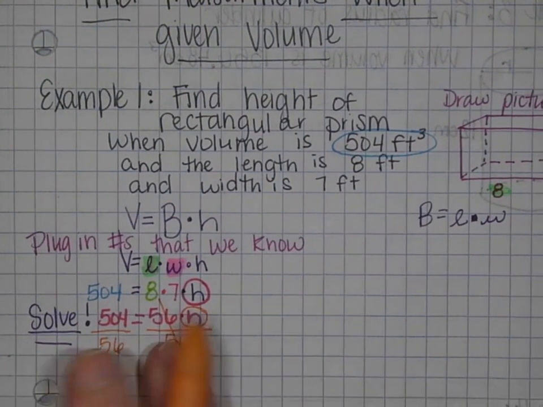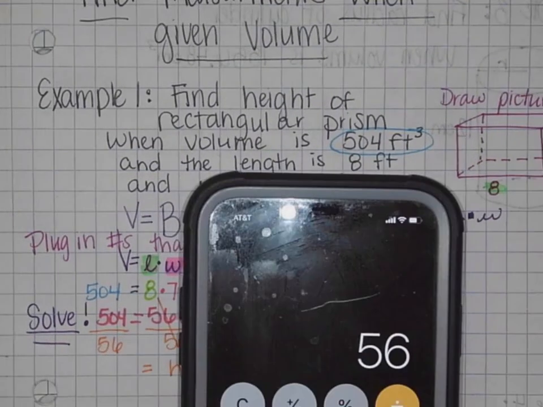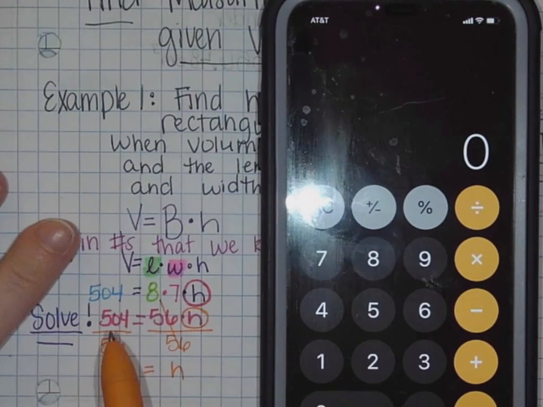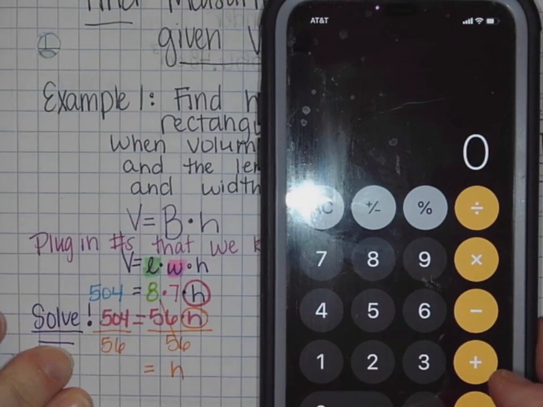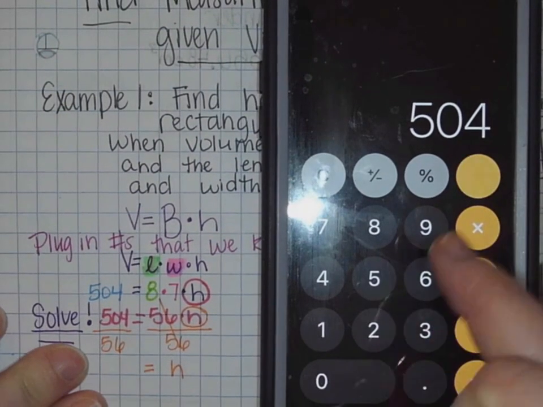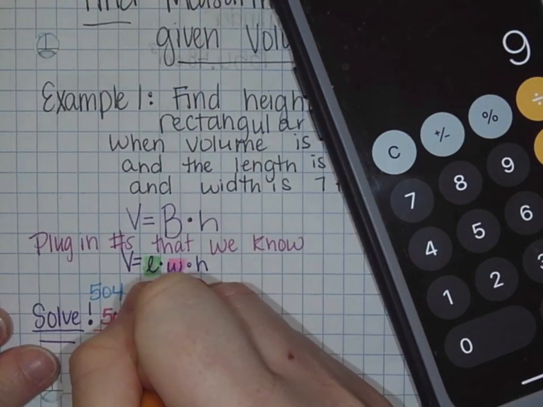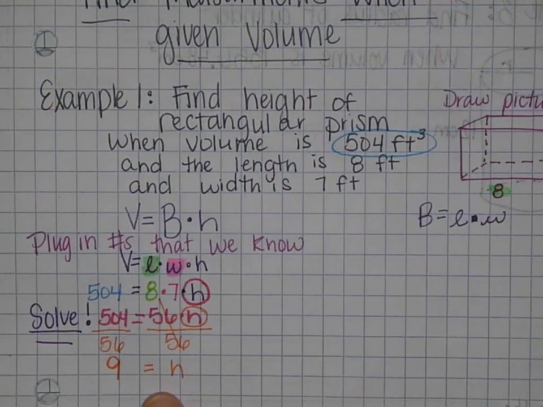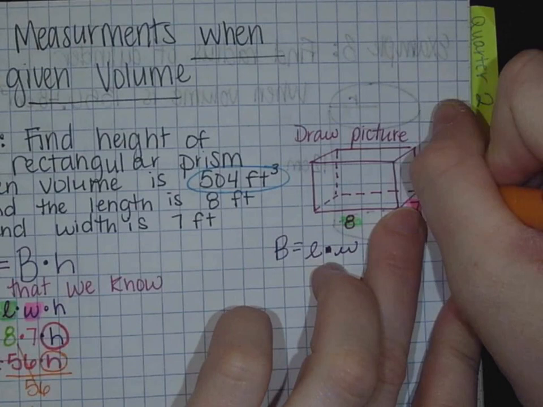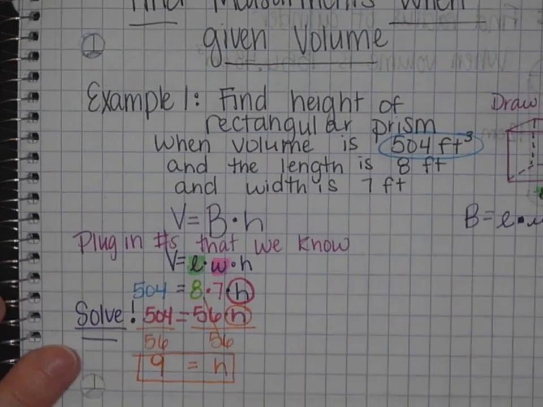So H equals 504 divided by 56. I am going to still continue to use my phone calculator, because I don't think you guys at home have a graphing calculator or a fancy calculator, so I want to use what you guys have. So I'm going to do 504 divided by 56, which would be 9. So 9 is our height. So 9 would be what we are looking for. So that would be our answer.